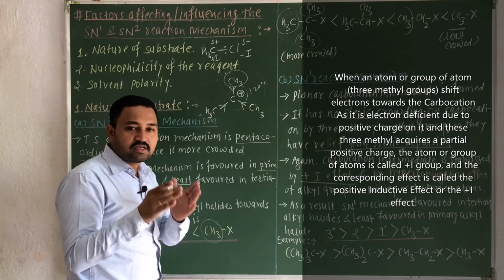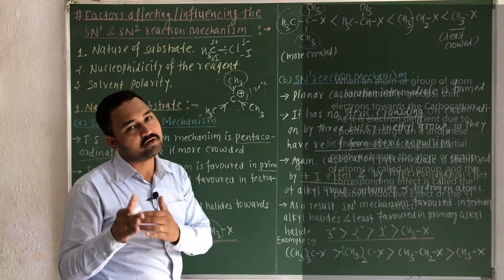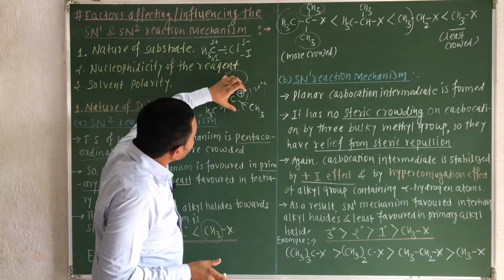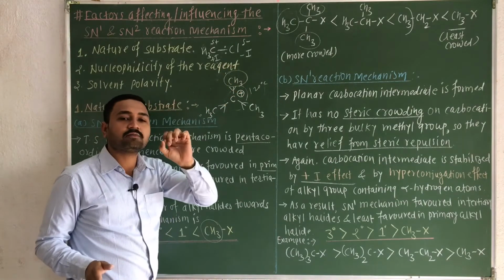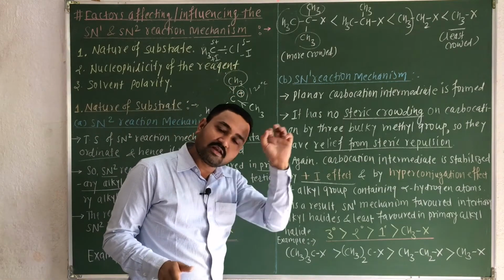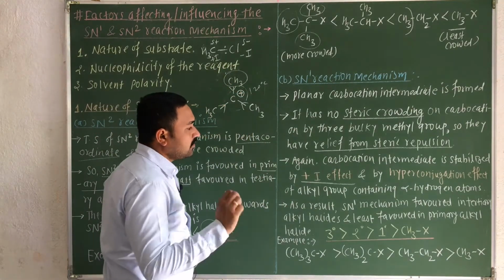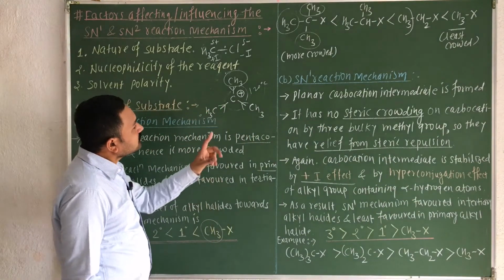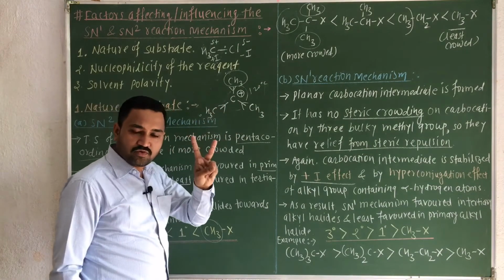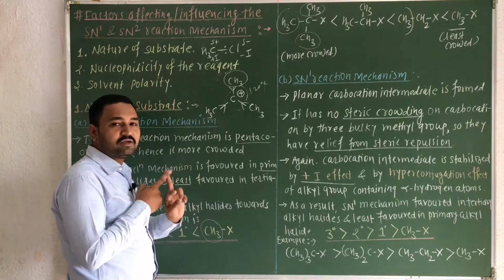Now that effect is actually known as a positive inductive effect. Remember, due to the positive inductive effect, the stability of this particular carbocation increases. Now the next effect is the hyperconjugation effect. So your carbocation is stabilized by two effects: the positive inductive effect and, second, hyperconjugation.